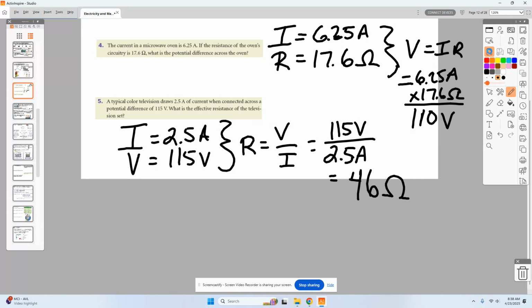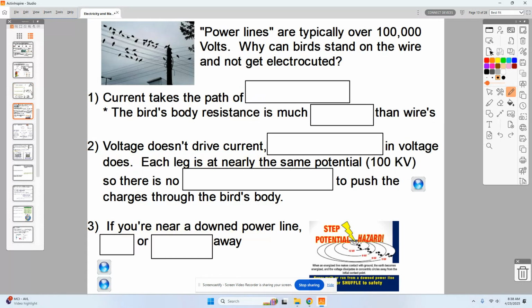All right, other things we need to look at. Raise your hand if you've ever wondered why birds can stand on high voltage power lines and not get electrocuted. You always wondered that? Let the record show no one raised their hand. I've looked at that and thought, wait a second, how does that happen? So I'm going to show you that today.